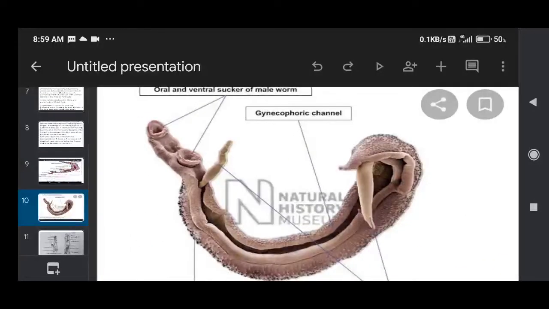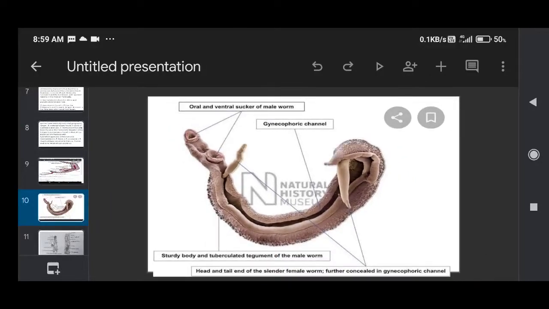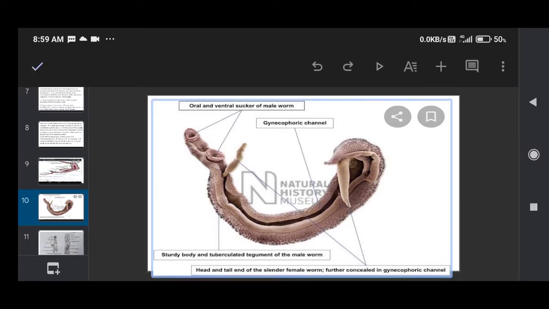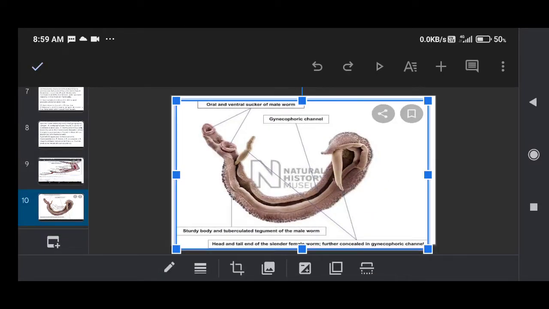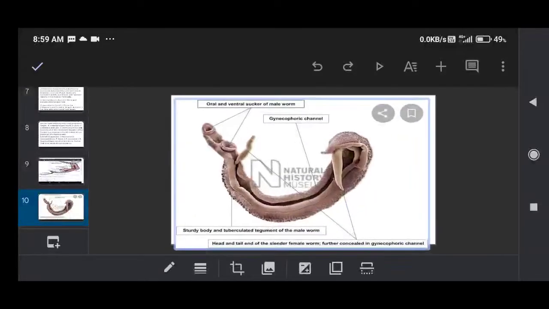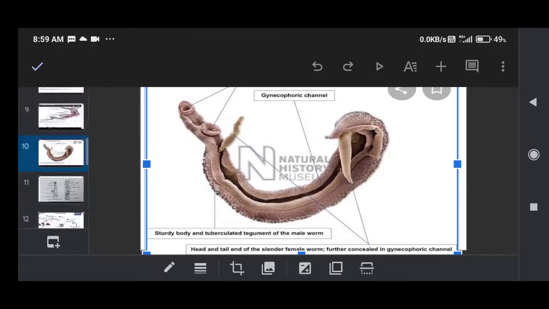Next, we have to see it diagrammatically. This is the real worm structure, with the oral and ventral sucker of the male worm. Here are the oral and ventral suckers, the gynecophoric canal, and the structure of the body, head and tail. The female is present in the gynecophoric canal.